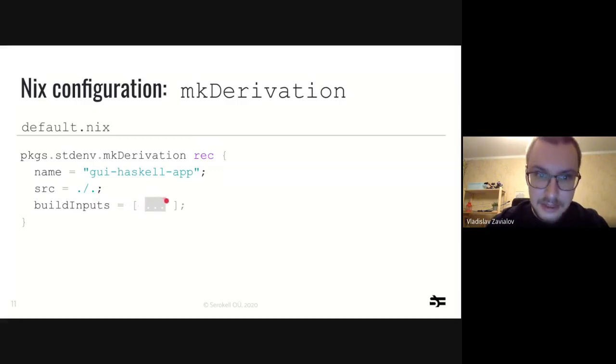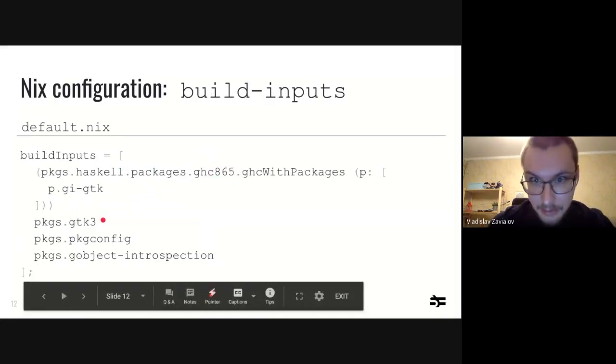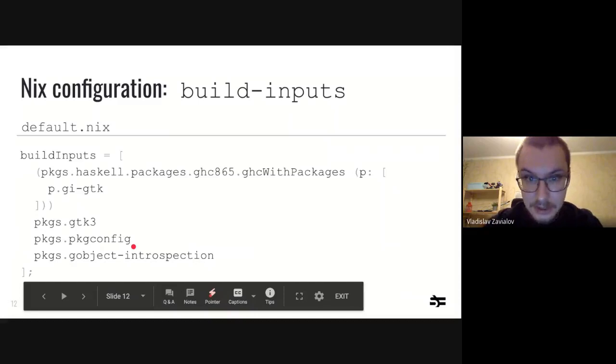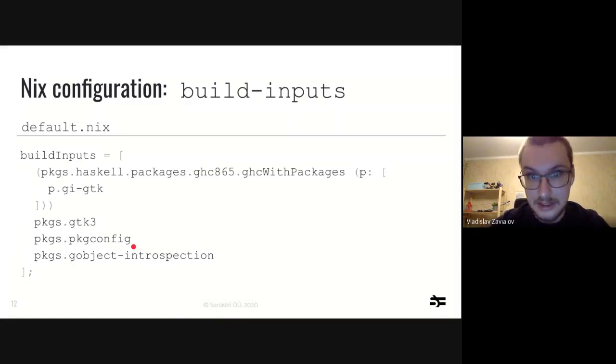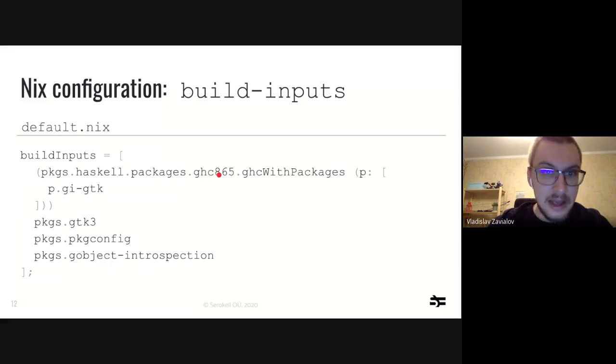And here we have build inputs. That will be a list of dependencies required for our project, which in our case is GTK3, the system library written in C. That's pkg-config, which I sometimes use to check what versions of packages I end up with. And of course, we will need GHC, a compiler to build our Haskell code. And when selecting GHC, I also list the Haskell packages, which I will be using. In this case, gi-gtk is the bindings I prefer.